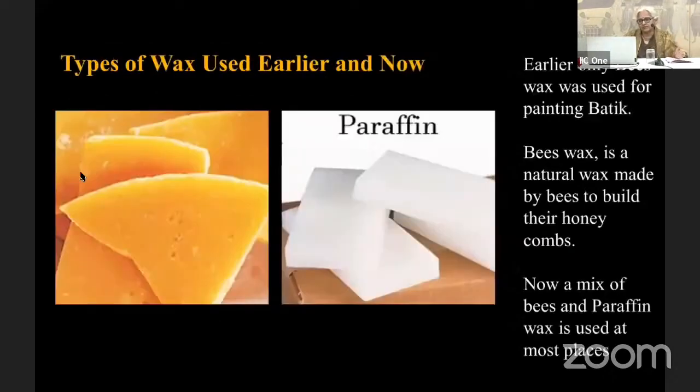Now, the types of wax used earlier and now. Earlier, it was mainly beeswax that was used. Now beeswax, a mix of beeswax and paraffin wax, or just paraffin wax are also used. Apart from that, there were certain waxes made from vegetation. Then, the origin and spread of batik in the world.